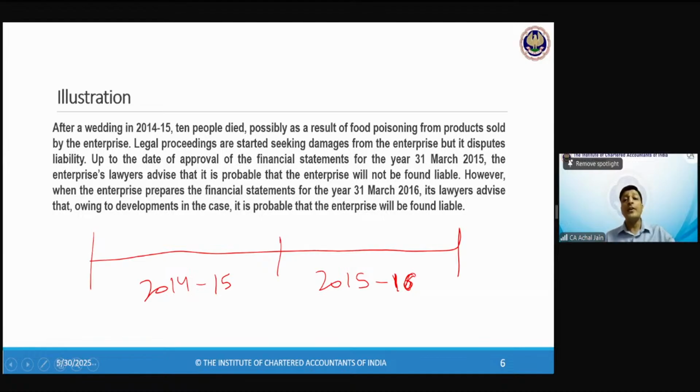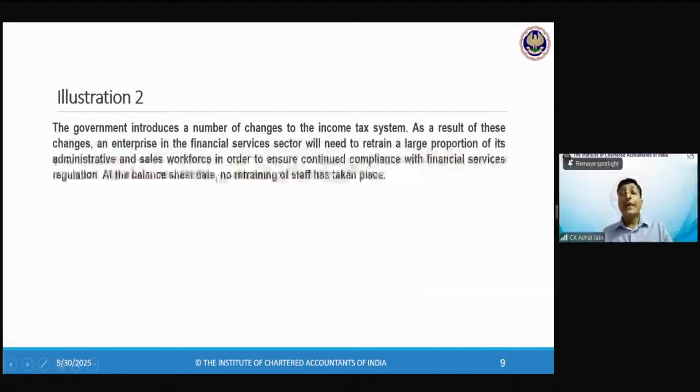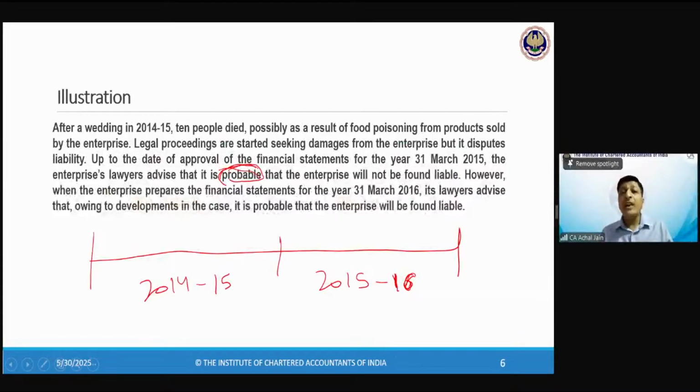Now with the word probable, you should not get confused and call it a provision every time you see the wording. In the given question, the probability is that the company will not lose. So that's why it's a remote situation. Yes or no? The probability is the company will not be found liable. Correct? Okay, now for the next year, Chirandeep, for 15-16, what is your answer?